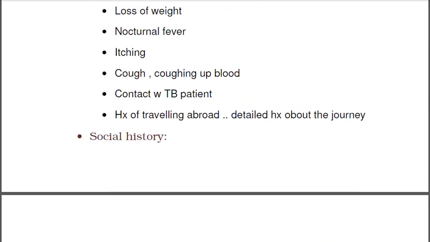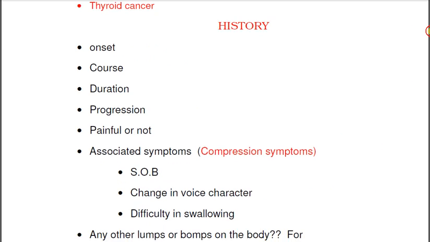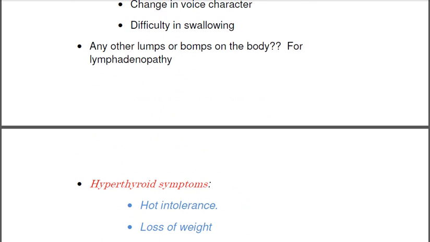So again, a very simple case to approach in the history. When did this neck lump start exactly? Is it increasing, decreasing, or the same? Is it coming on and off or all the time with you? Is it painful at all? Then compression symptoms. Do you notice any shortness of breath, any change in your voice character, any difficulty with swallowing? Any history of lumps or bumps on the body?